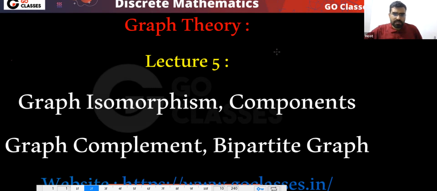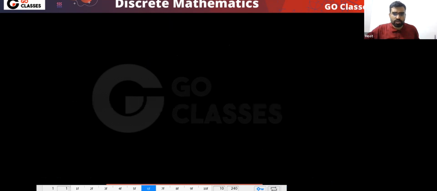Now, subgraph. We have 2 types of subgraph. One is the induced subgraph, another is the spanning subgraph. There are subgraphs which are neither of them, there are subgraphs which are both of them, and there are subgraphs which are one of them and not the other. By default, subgraph means just subgraph, because a subgraph does not need to be induced or spanning.